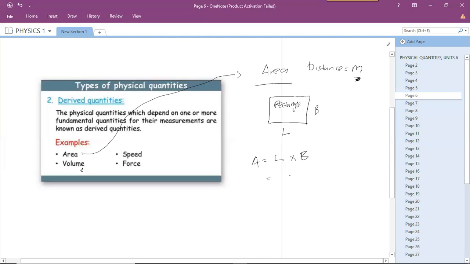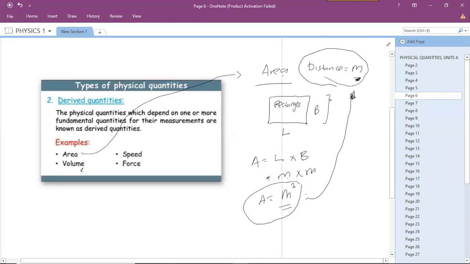So we'll say meters as the SI unit, multiplied by the breadth, which is also measured in meters. Therefore, area is measured in meters times meters, which is square meters. So this is the unit of area. Area is measured in square meters. This unit, square meters, has been derived from a fundamental unit of length measured in meters. Do you see how we've been able to derive the SI unit of area, square meters, from one fundamental unit, which is distance measured in meters?